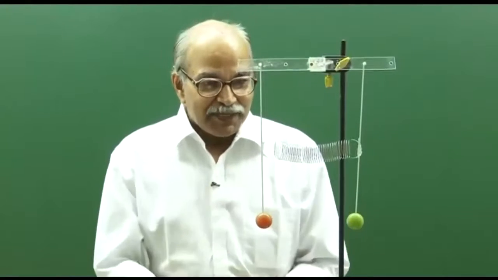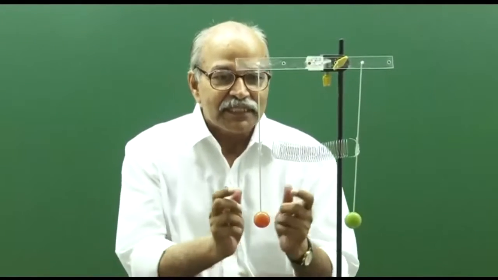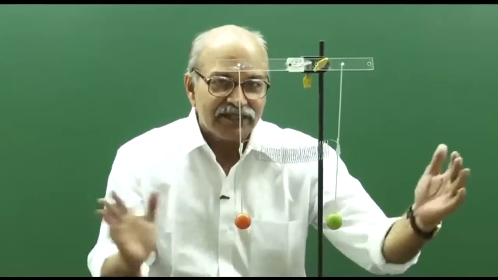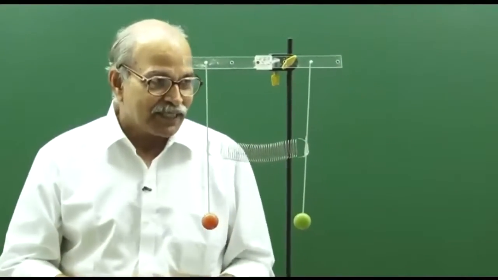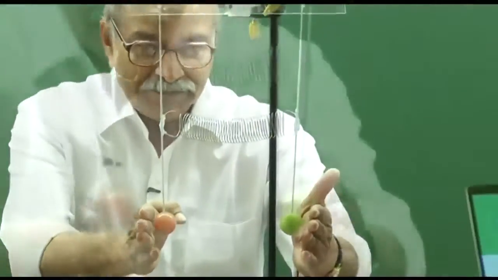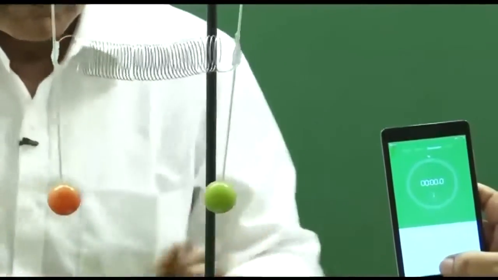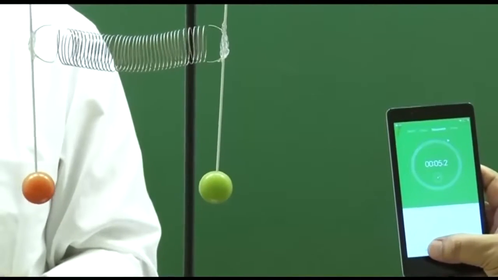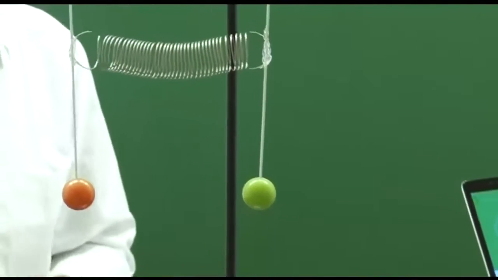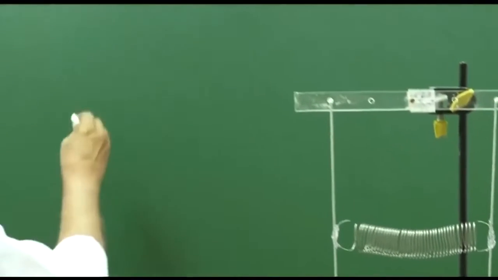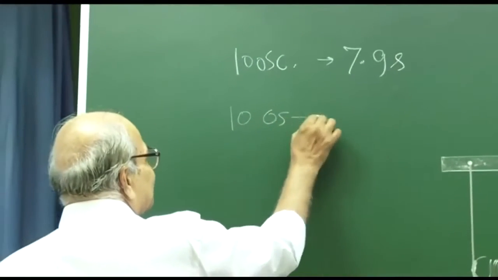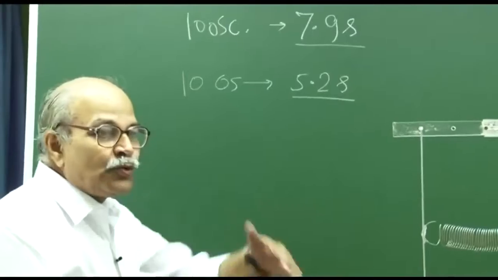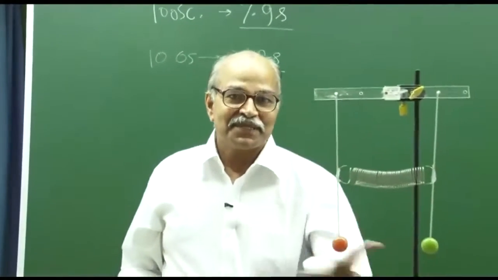Now, we can vibrate the same system in a different mode. I will compress it a little bit from both sides and then release, and then Anurag, you measure the time period. Be ready. Okay, how much is it? 5.2 seconds. So, these 10 oscillations take 5.2 seconds. So, you have two different natural frequencies of the same system.